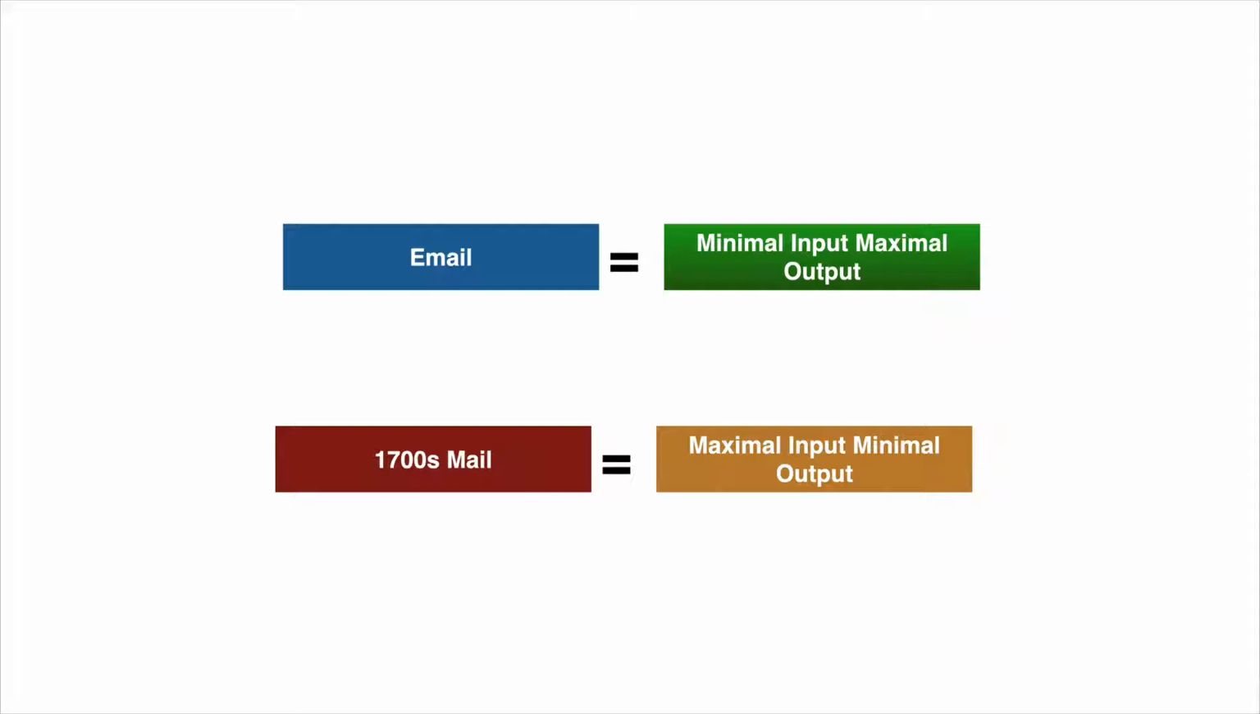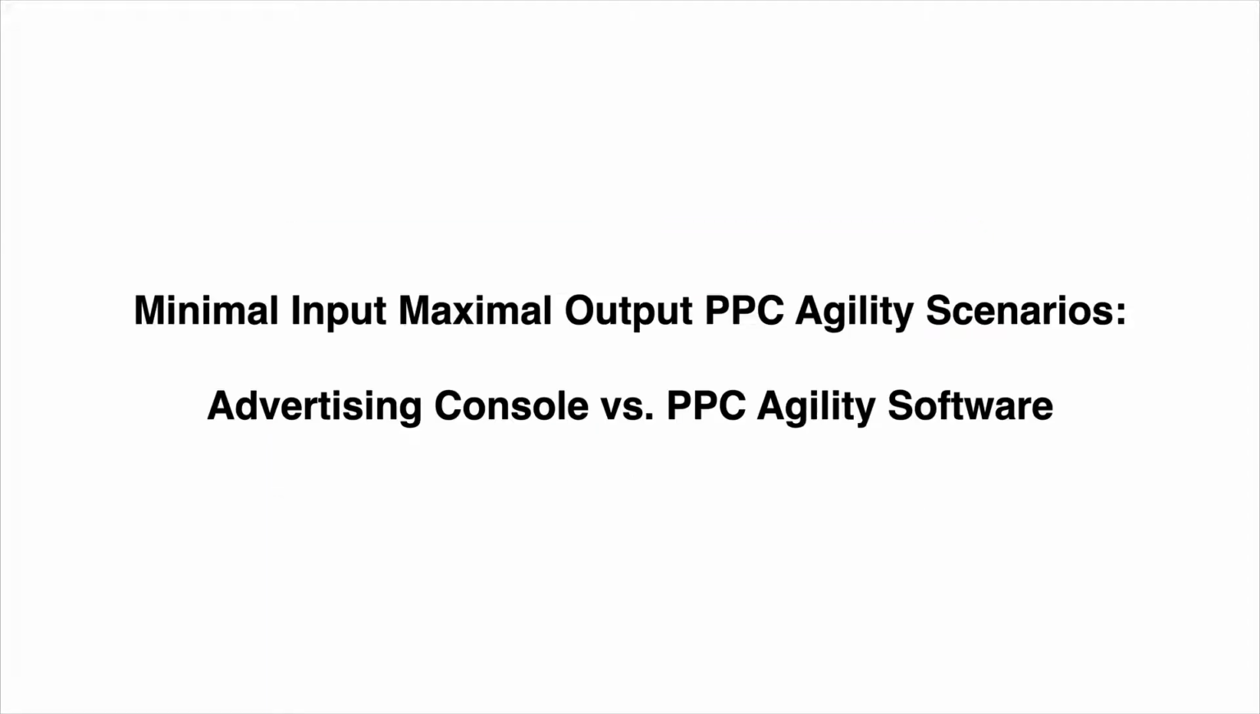Now, if we were living in the 1700s, we might be like, mail is great. 50 years ago, we didn't even have email. So I know it is relative, but this example shows what I'm talking about and how this is at the core of PPC Agility. So let's go over some PPC Agility scenarios. I'm going to compare Advertising Console and the PPC Agility software, and show you how much more efficient the software is.